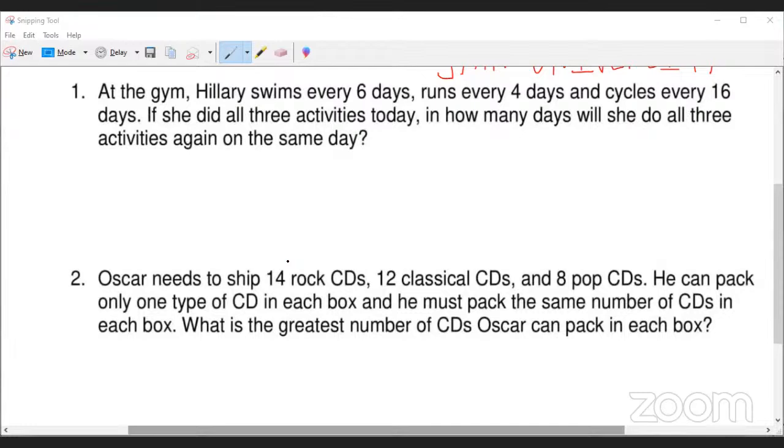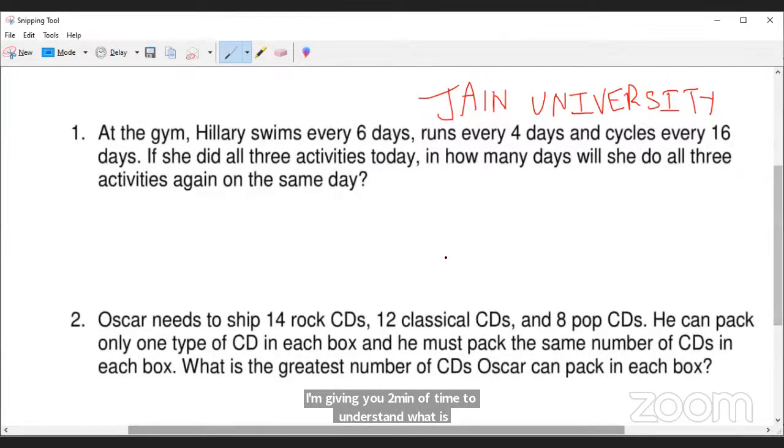I'm giving you 2 minutes of time to understand what the question is. Tell me whether you have to do the factor or multiple of the question. Once you're clear with that, then we will solve it. No hurry.